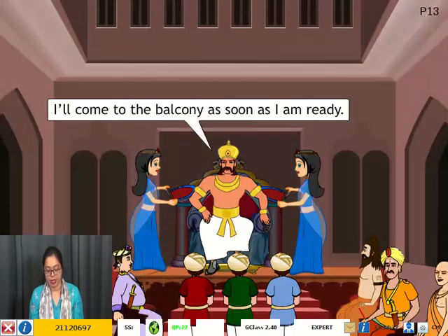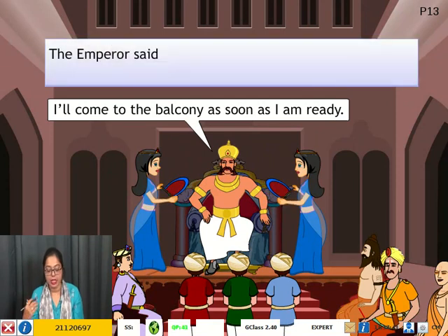So I hope you have understood till here. Another sentence that is coming up on the screen is: I will come to the balcony as soon as I am ready. Now this sentence is also in direct speech. When we are converting from direct speech to indirect speech, what are the things that we use? Now we will do a segregation to make you all understand how to convert a sentence from direct speech to indirect speech, or you can say reported speech.